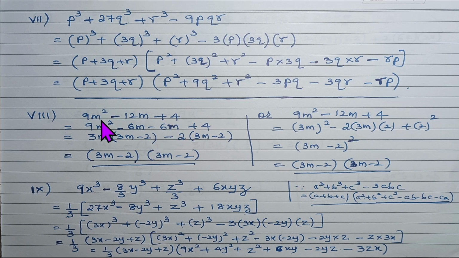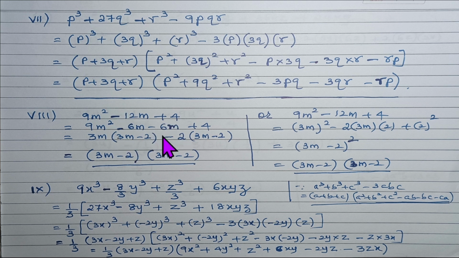Now the next example is 9m square minus 12m plus 4. 9m square, we'll go by the middle term splitting method here. 9m square minus 6m minus 6m plus 4, and minus 6 and minus 6 is minus 12, minus into minus is plus, 6 times 6 is 36, correct it is. So common thing is 3m here in the bracket, 3m minus 2, minus 2 is common here, 3m minus 2, therefore (3m minus 2) and (3m minus 2) are the factors of the given polynomial.